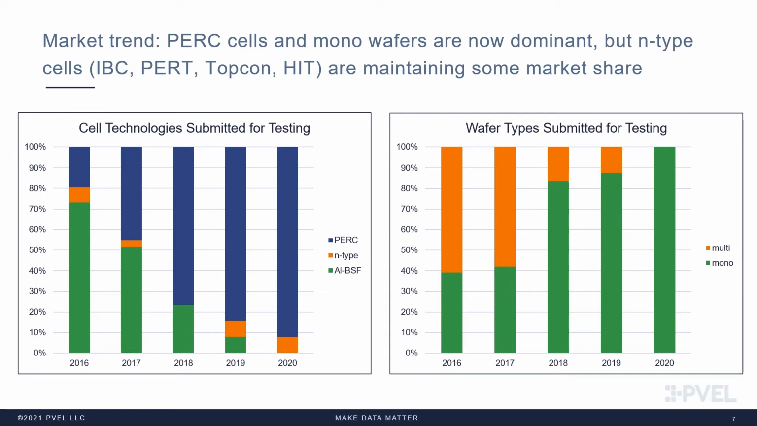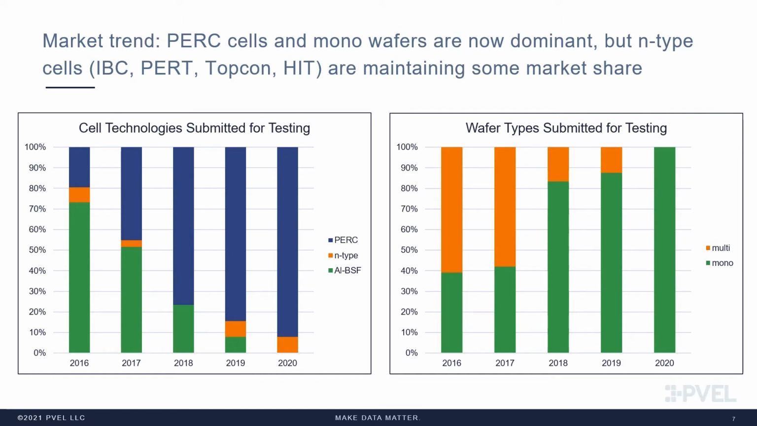Over the years, we've seen interesting trends in module technology that I think is representative of what most developers are seeing installed. PERC cell technology, of course, has picked up steam pretty substantially from Al-BSF, which was the historical cell technology, starting in 2016 with 20% market share, and in 2020 we actually saw 0 Al-BSF for the first time enter PVEL's PQP. Similarly, mono has picked up complete market share in the US market over multi for wafer technology.